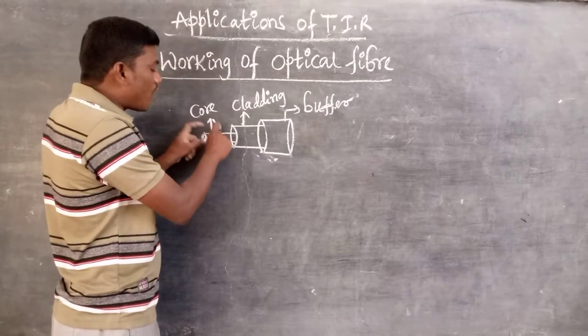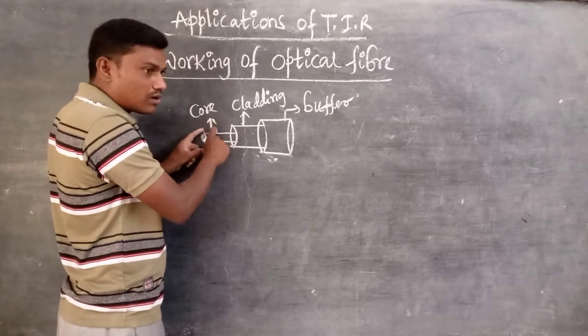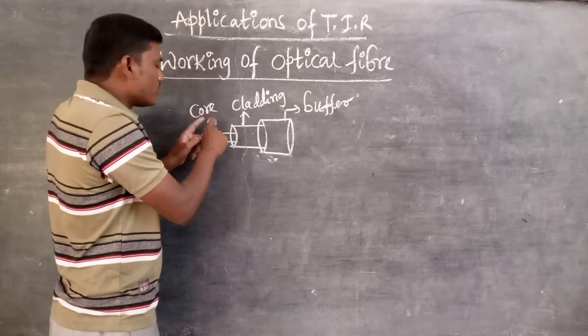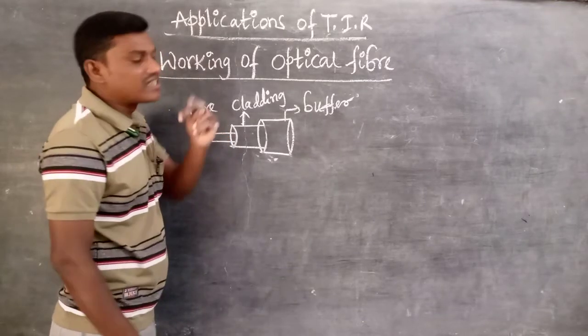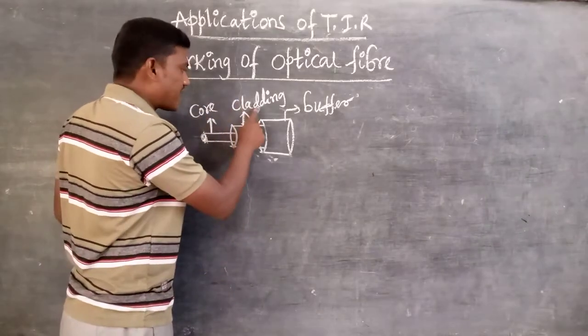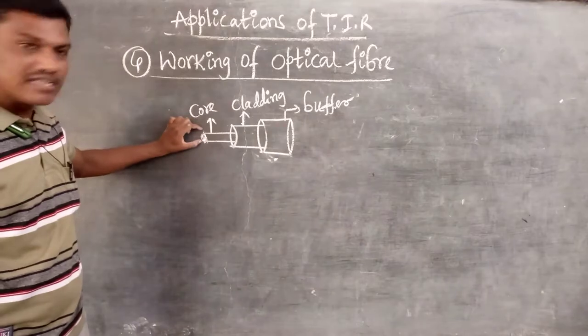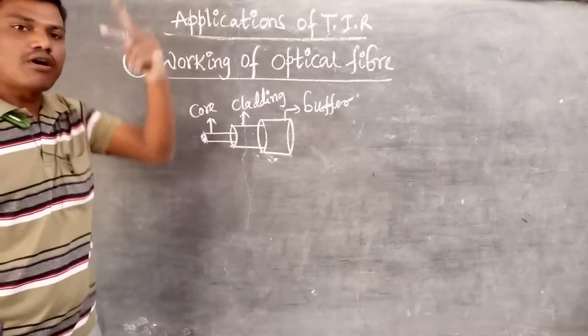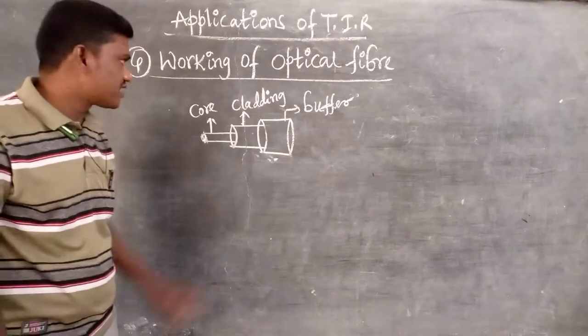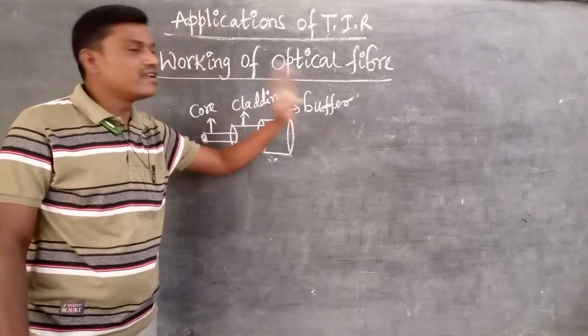So, to avoid damage to the core of the optical fiber, two protecting layers are there. One is the cladding, another one is the buffer. It's nothing but the core having two stages of protection layers. One is the cladding, another one is the buffer.